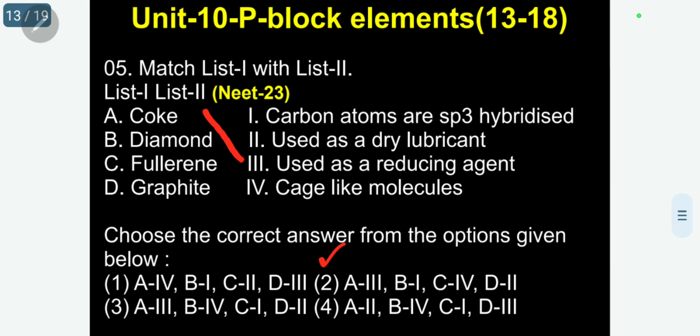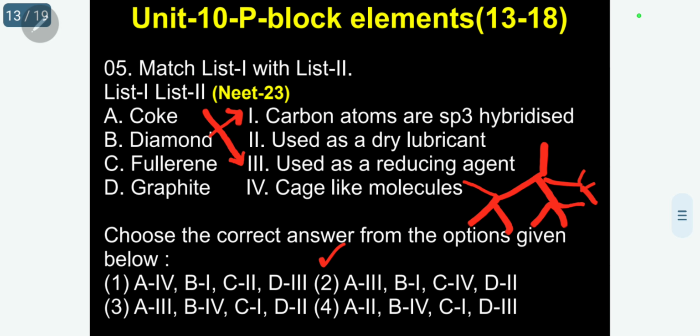So A3. Then B, diamond. All the carbon atoms are sp3 hybridized. It is confirmed. The structure is confirmed like this, going on, sp3 hybridized. So diamond.